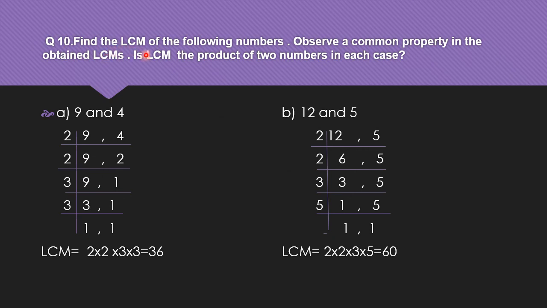Question number 10. Find the LCM of the following numbers. Observe a common property in the obtained LCMs. Is the LCM the product of the two numbers in each case? First, 9 and 4. The LCM of 9 and 4 is 36. Second, 12 and 5. The LCM of 12 and 5 is 60.